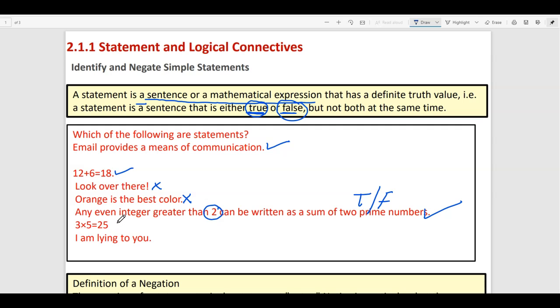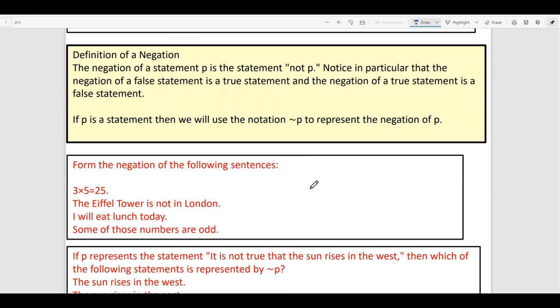3 times 5 is 25. False. So that is a statement. I am lying to you. I don't know if you're lying to me or no. So this is not a statement. Do you see that? Something that has a truth value is a statement. Let's go ahead and look at negation.